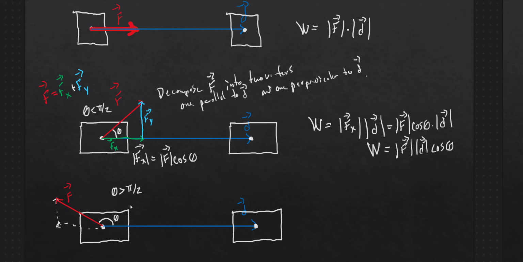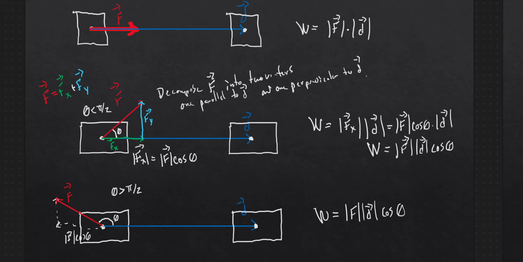Now this works out really nicely because I know that the work should end up being negative since I'm opposing the motion. So again, this vector here has magnitude F cosine theta, and again, work is F d cosine theta, where theta is the angle between them.